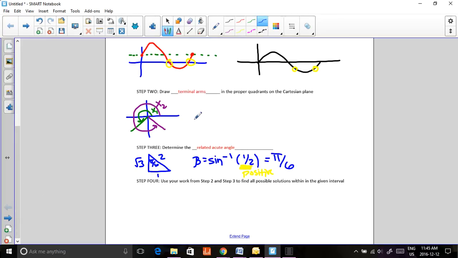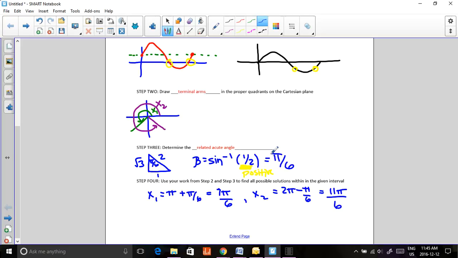Now we use our work from steps 2 and 3 to determine the answers. Here we can see x1 is just pi plus beta, so pi plus pi over 6, which gives you 7 pi over 6. And x2 is equal to 2 pi minus pi over 6, so 11 pi over 6. And those are your two answers. Okay, life is good. We're going to go through these 3 steps for the next 2 questions.